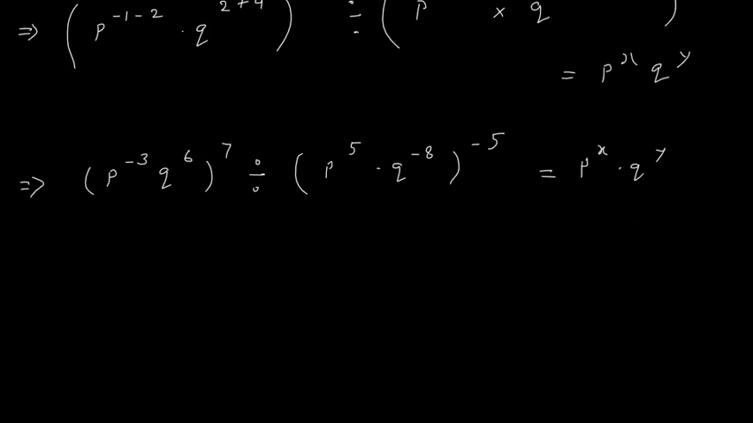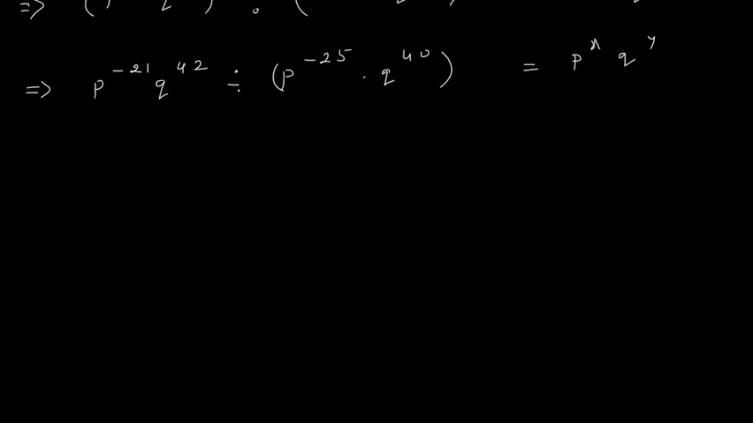Now this will become p power 7 3 the minus 21 into q power 6 7 the 42 divided by p power minus 25 into q power 40 is equals to, we have p power x into q power y.